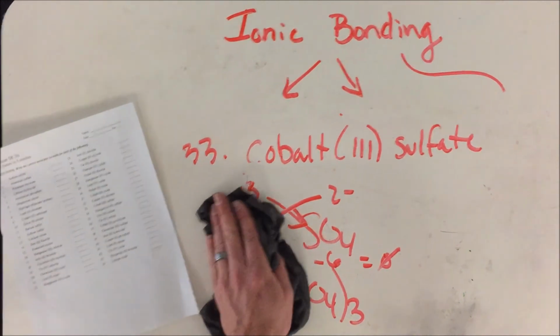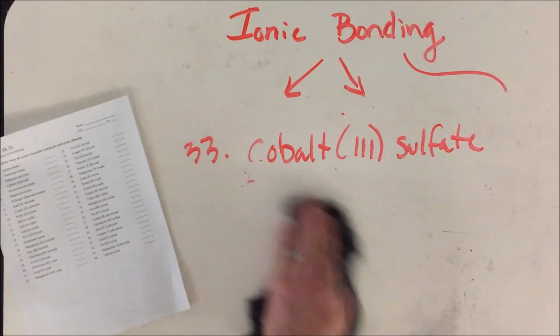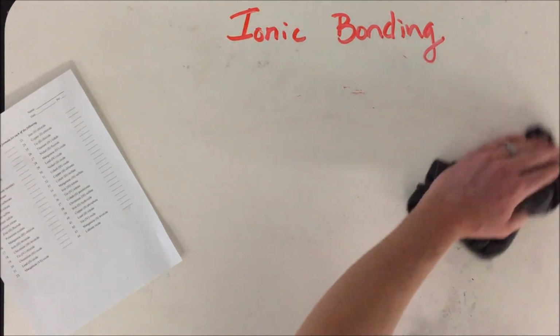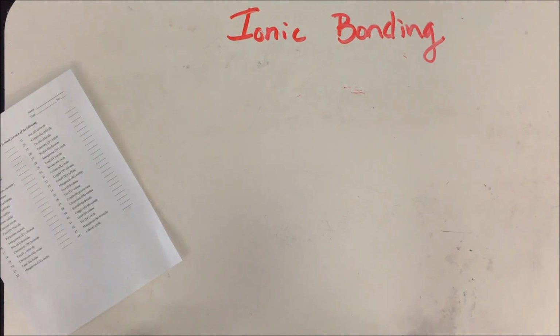All right, I hope that this has helped you on 8.3b without me having to be there. I've explained the majority of ionic bonding in terms of taking names and turning them into formulas. The next video will be turning formulas into names.